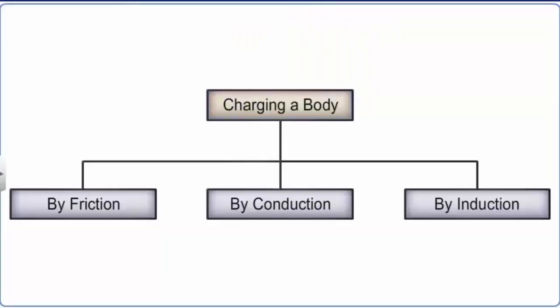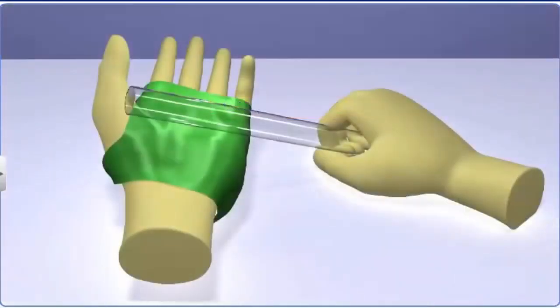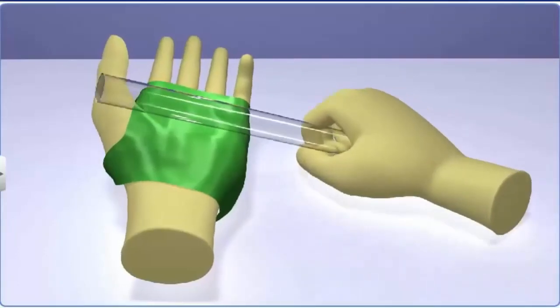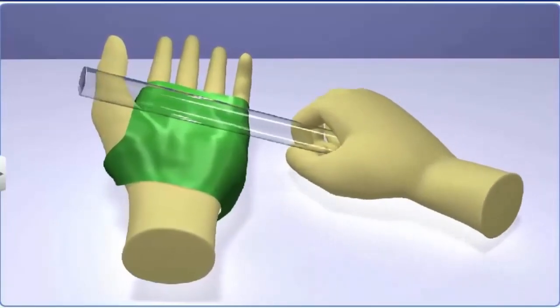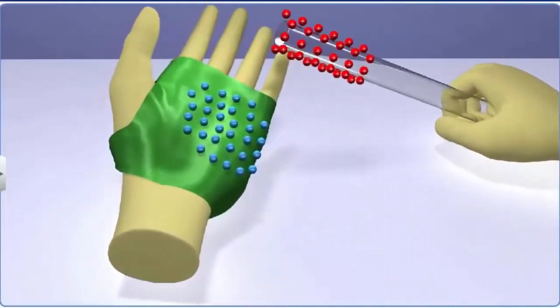There are 3 methods to charge a body, namely charging by friction, conduction, and induction. Let us first look at charging a body by friction. When 2 uncharged or neutral objects made of different materials, say a glass rod and a silk cloth, are rubbed against each other, both objects get electrified due to a transfer of charges. This process is called charging by friction.